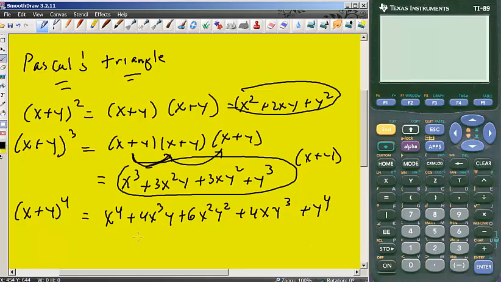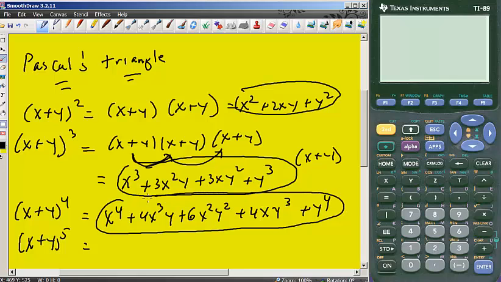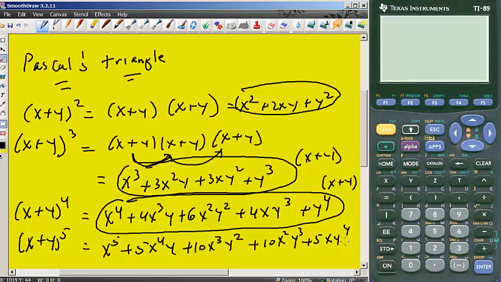Okay, so if we keep going, then what about if I multiply this by another x plus y? Well, that means I got to take this whole thing here and use the distributive property and multiply that thing by x plus y. Well, what do you get when you do that? That's not that hard. You're going to get x to the fifth plus 5x to the fourth y plus 10x to the third y to the second plus 10x to the second y to the third plus 5x y to the fourth and then plus y to the fifth.